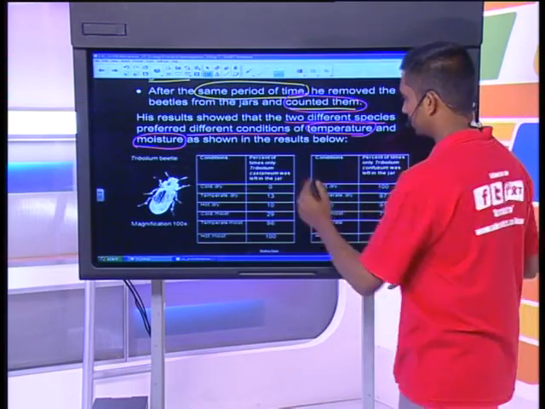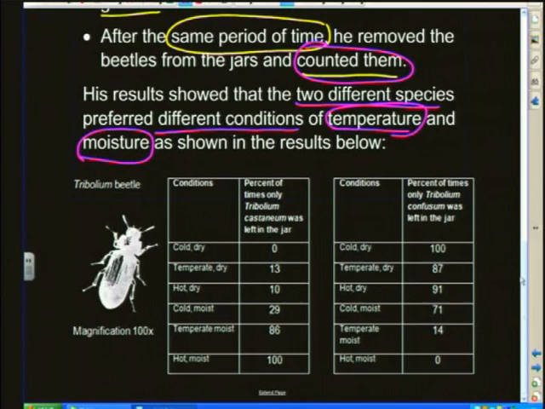So here we're seeing conditions, and this is for the magnification. This is what the beetle looks like. It's magnified. Here we're seeing the percentage times only Tribolium castaneum was left in the jar, and here we're seeing Tribolium confusum. So here we're seeing two different species, and they were kept at cold conditions, they were kept at temperate and dry, they were then kept at hot and dry, they were kept at cold and moist, and they were kept at temperate, moist, and hot and moist. And for each of them, we've collected the data and the number of beetles at those specific temperatures.